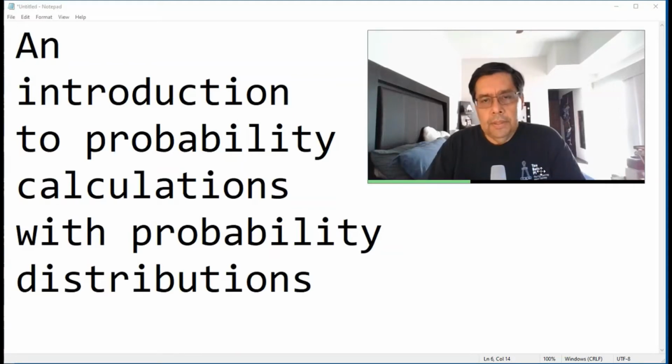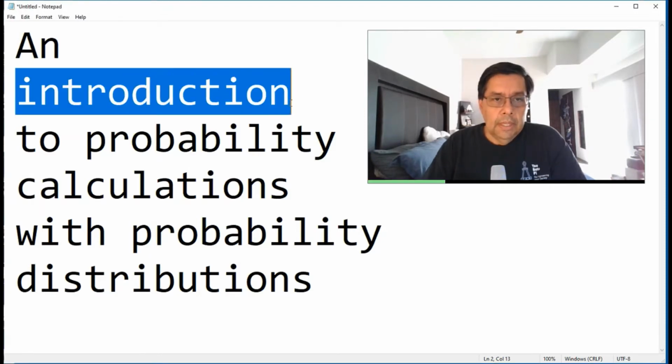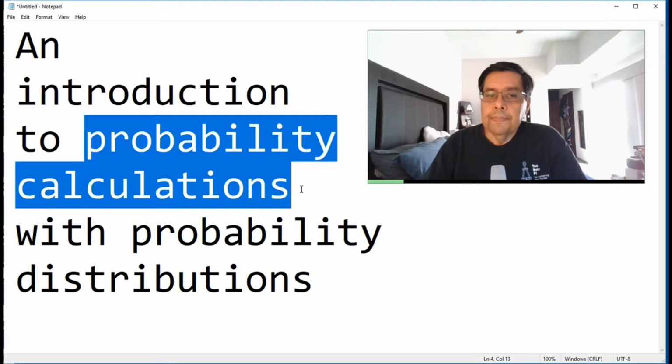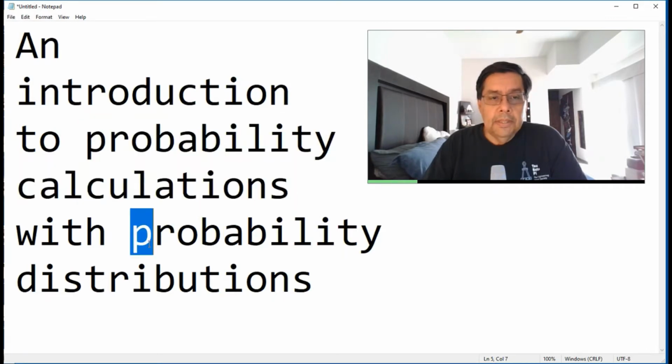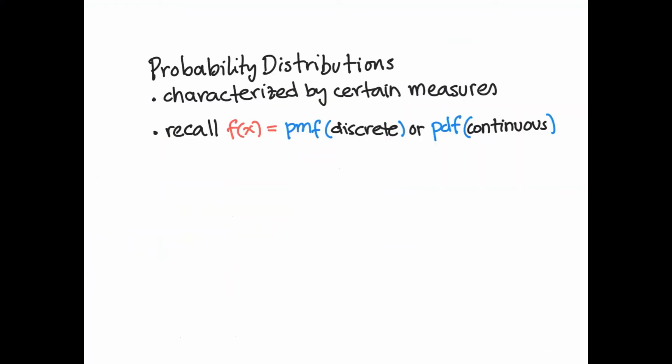The present video is aimed at providing a brief introduction to the idea of probability calculations using probability distributions of the discrete and continuous nature. And it is a presentation about those concepts and not necessarily about its mastery. In this presentation, we expand a little bit more about probability distributions.